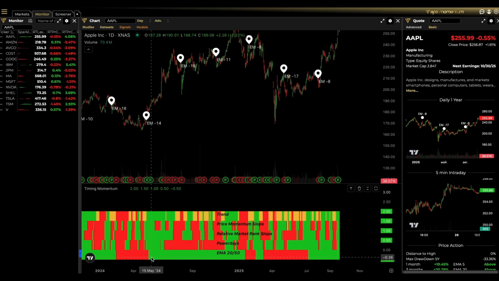Here is a clear example of how timing momentum works. All the signals are green, showing strength across all signals, which confirms a strong upward trend. This combination gives high confidence in the market direction.